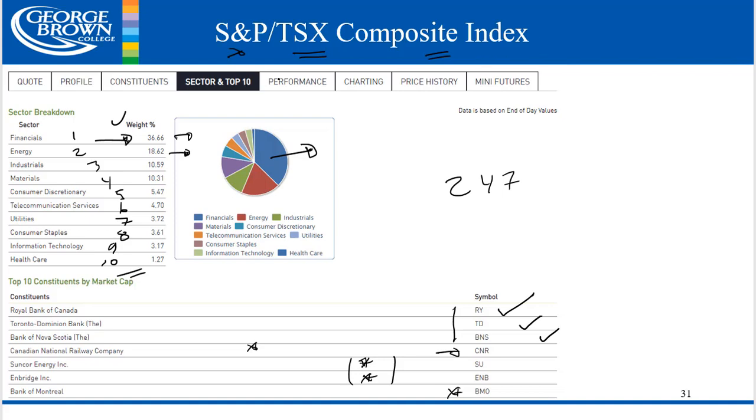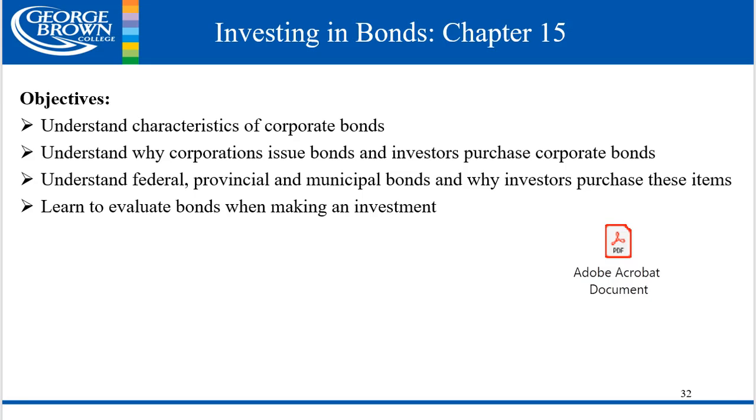You've got the S&P 500. That's just the company that maintains the index. Okay, so we've got the TSX for Canada, and you can see that 10 sectors, most heavily dominated by financial companies. Okay, now we're moving into chapter 15, and this is the chapter on bonds.